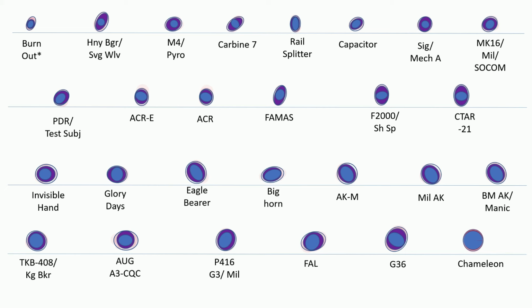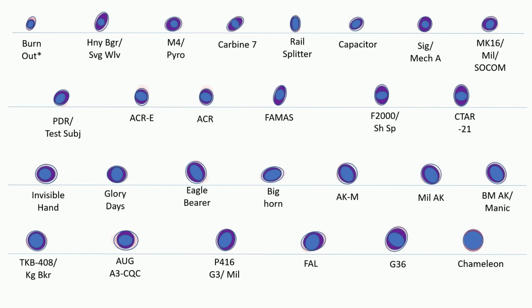We have the FAMAS, and then we have two weapons that are almost exactly the same: the F2000, and that includes the Shield Splinterer as well, and the CTAR. The F2000 only just pipping the CTAR, but again, the F2000 has a slightly offline profile, whereas the CTAR is directly vertical. Again, some people will prefer the CTAR because of that fact.